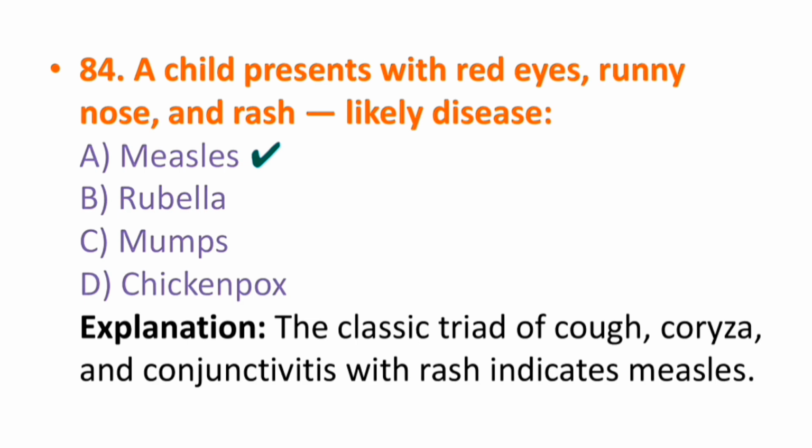A child presents with red eyes, runny nose and rash. What is the likely disease? Option A measles, option B rubella, option C mumps, option D chickenpox. The correct answer is option A measles. The classic triad of cough, coryza and conjunctivitis with rash indicates measles.